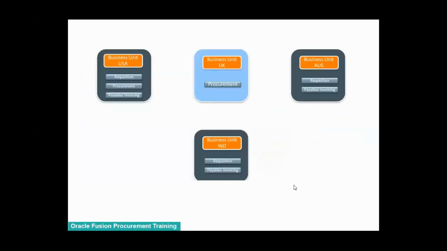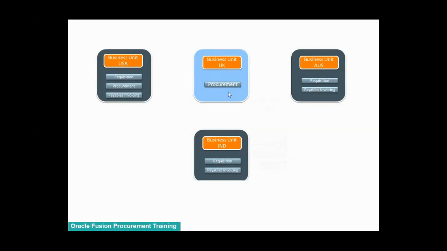And we'll discuss the centralized procurement concept in business unit. As an example, we are taking multiple business units here. One business unit is from USA, another is from UK, and then Australia and India. Okay, and each business unit is configured for multiple business functions. But here USA is configured for only 3 business functions, UK is configured for only one business function, that is procurement, Australia is only for 2, and India is only for 2 again.